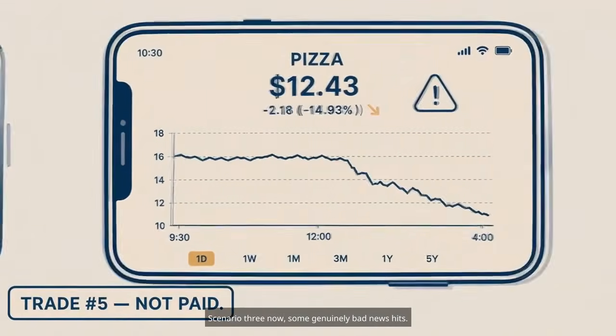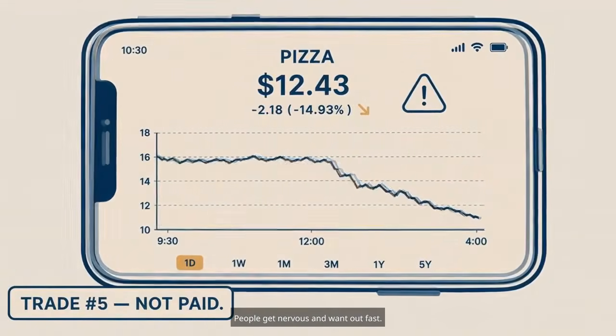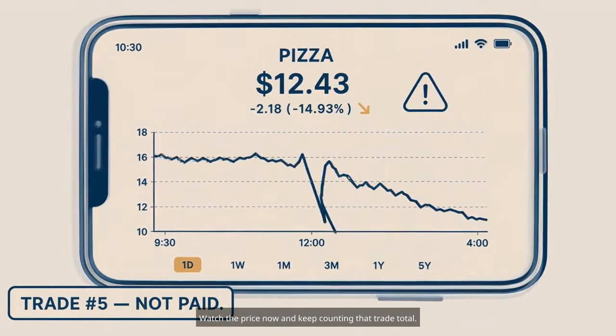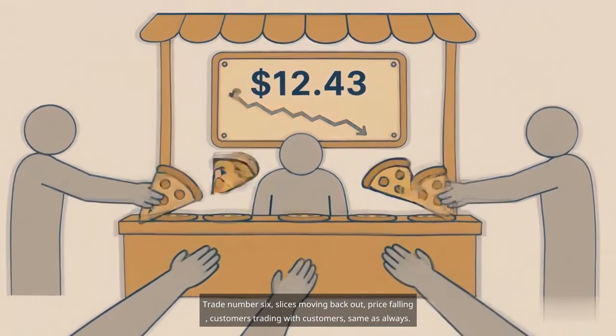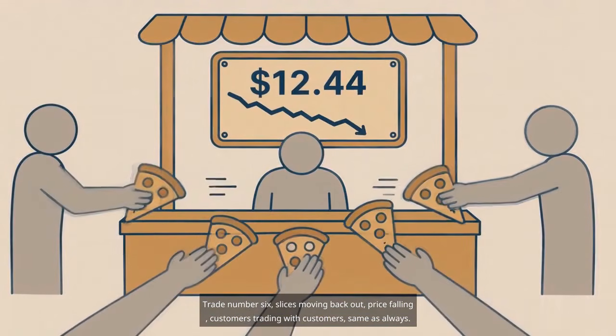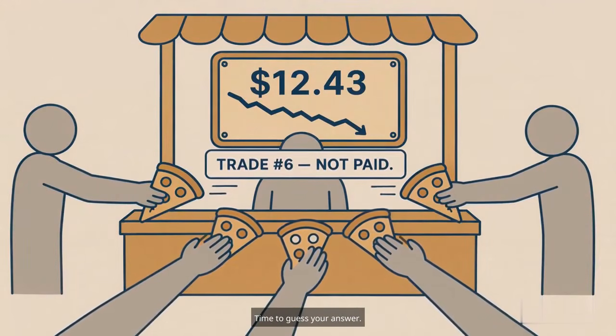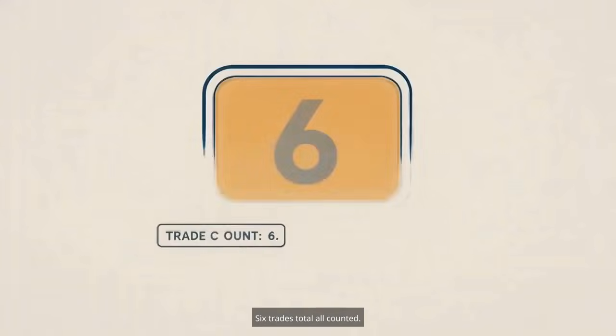Scenario 3 now, some genuinely bad news hits. People get nervous and want out fast. Watch the price now and keep counting that trade total. Trade number 6, slices moving back out, price falling, customers trading with customers, same as always. That's 6 total now. Time to guess your answer. 6 trades total all counted.